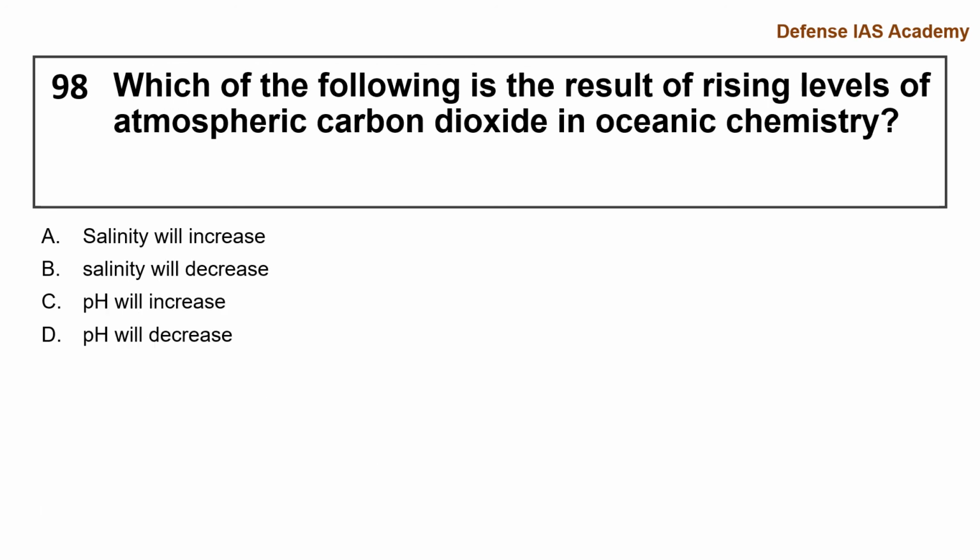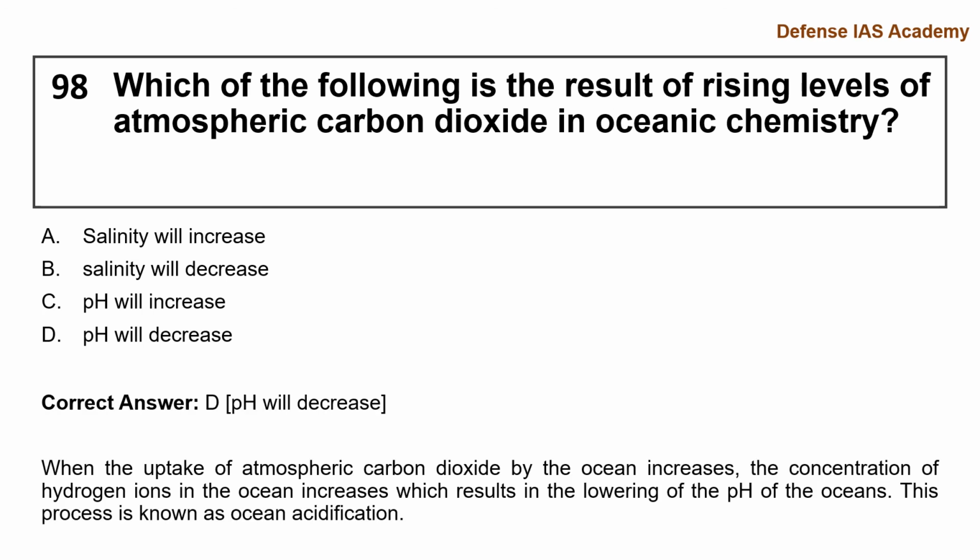Question 98. Which of the following is the result of rising levels of atmospheric carbon dioxide in oceanic chemistry? The correct answer is option D. pH will decrease. When the uptake of atmospheric carbon dioxide by the ocean increases, the concentration of hydrogen ions in the ocean increases, which results in lowering of the pH of the ocean. This process is also known as ocean acidification.